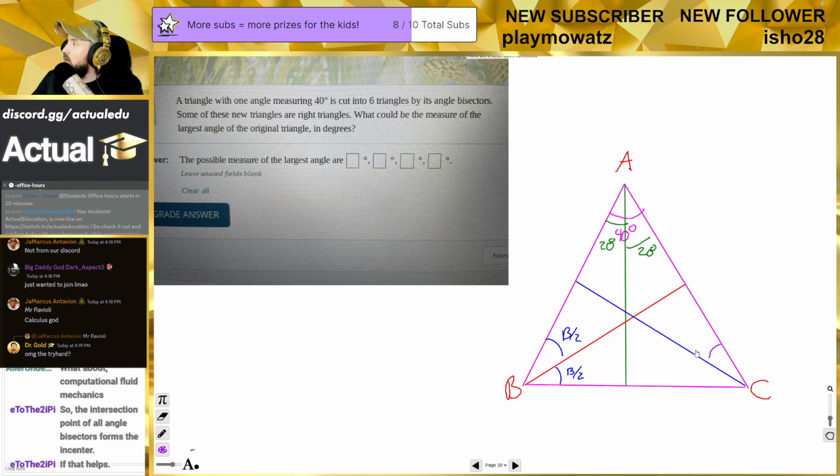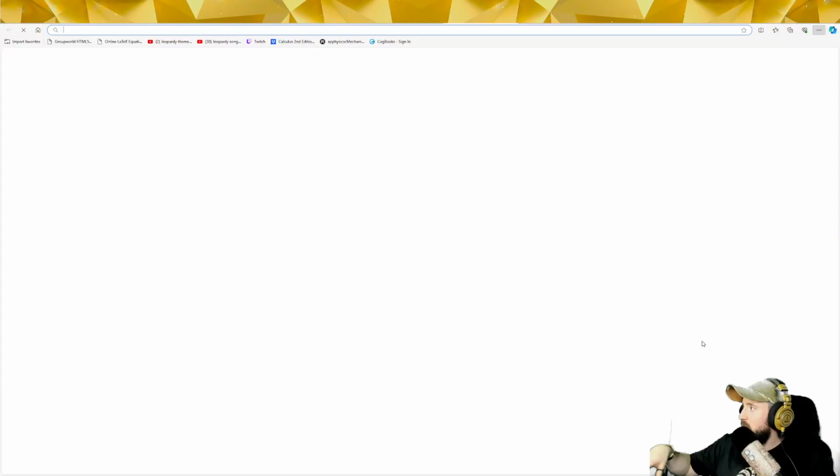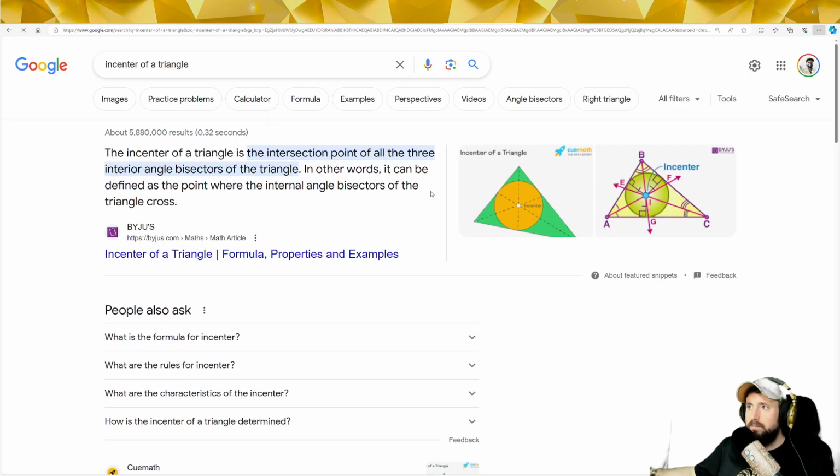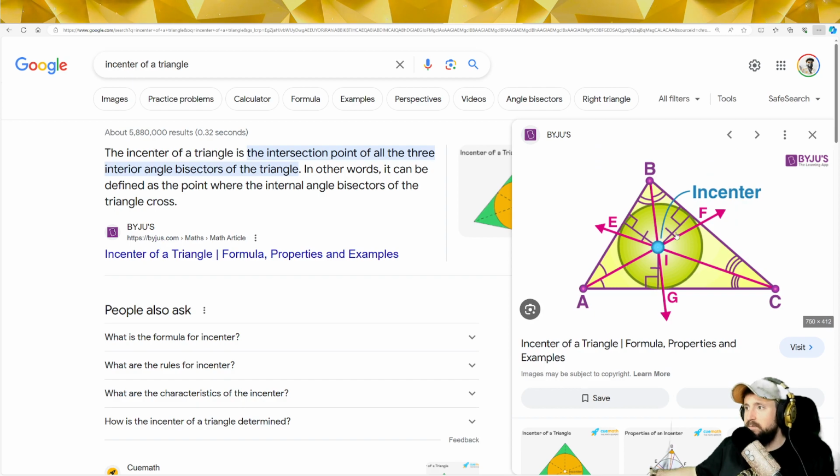Oh, the intersection point of all angle bisectors forms the incenter. Oh, is that the one where this is the radius, Zach? Is that correct? I think that's what you're talking about. Almost. Okay, let me look it up. I'll look up what the incenter is. Oh, it's not though. Hmm.